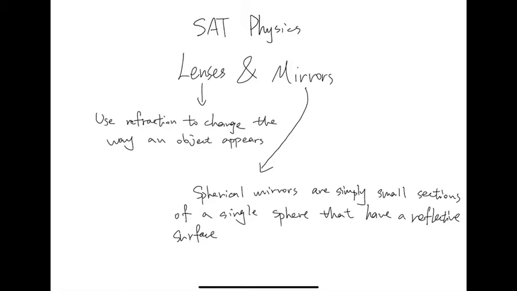When light traveling in air enters the denser lens, it slows and bends due to refraction. When it exits the lens and moves back into air, the light speeds up and experiences a second refraction. The type and degree of curvature of the two lens surfaces dictate where the image will appear and how it will be magnified. And for mirrors, we're gonna specifically talk about spherical mirrors. So spherical mirrors are simply small sections of a single sphere that have a reflective surface.